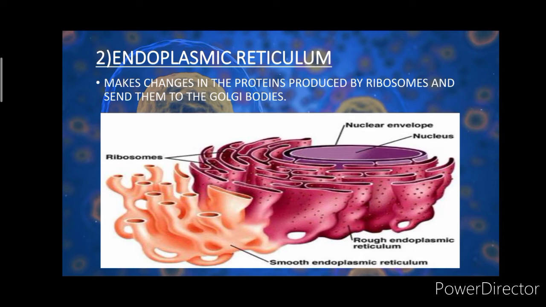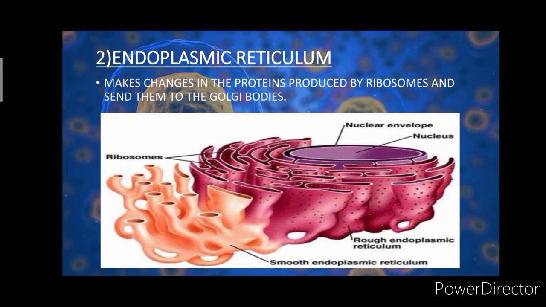As in the picture you can see, this orange colored part is nothing but smooth endoplasmic reticulum, and the other one which is colored red is the rough endoplasmic reticulum. The only difference is that the smooth ones are plain. There are no ribosomes present. But in the rough endoplasmic reticulum, you can see there are these black colored spots shown on the red colored ones. These black spots are nothing but ribosomes.